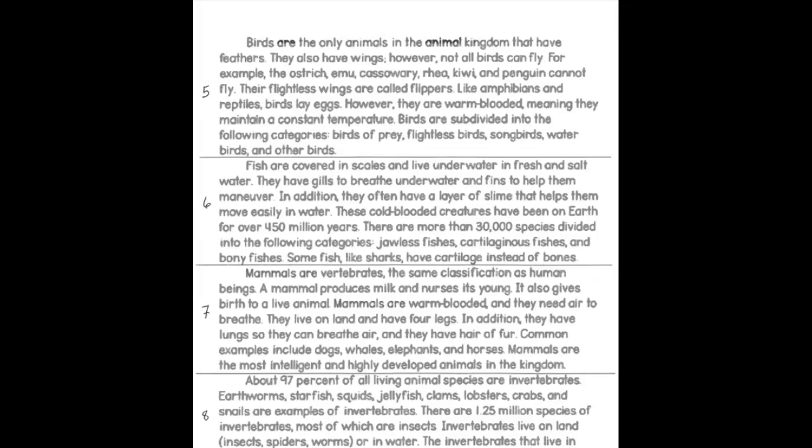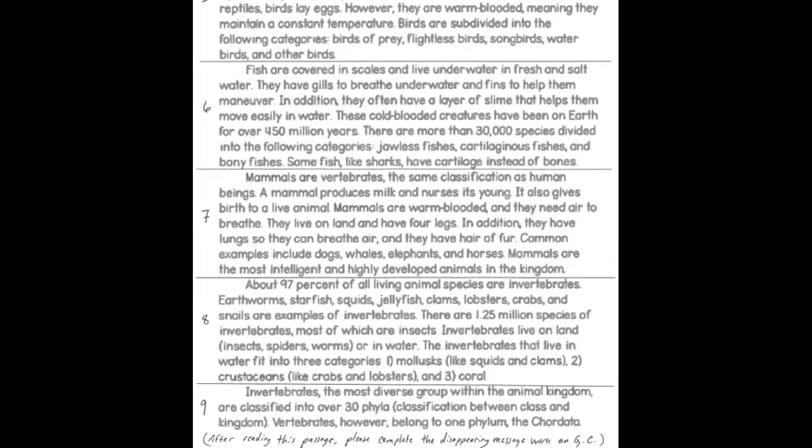For example, the ostrich, emu, cassowary, rhea, kiwi, and penguin cannot fly. Their flightless wings are called flippers. Like amphibians and reptiles, birds lay eggs. However, they are warm-blooded, meaning they maintain a constant temperature. Birds are subdivided into the following categories: birds of prey, flightless birds, songbirds, water birds, and other birds.